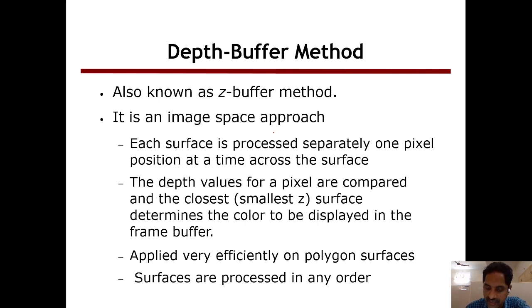When you draw the lines, you can identify each pixel of the particular surfaces. The depth values for a pixel are compared, and the closest surface, the one with the smallest Z value, determines the color to be displayed in the frame buffer. It is applied very efficiently on polygon surfaces, and surfaces are processed in any order. So it is known as the Z buffer method.